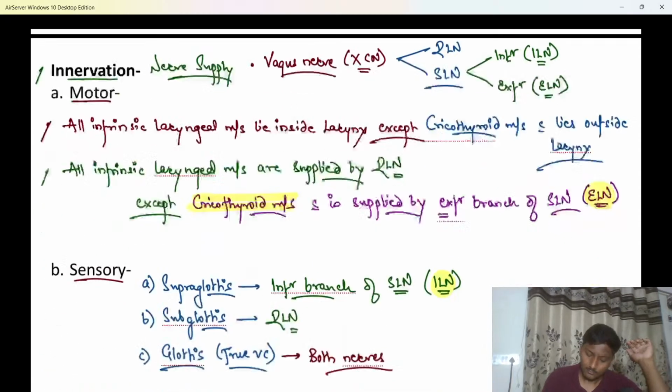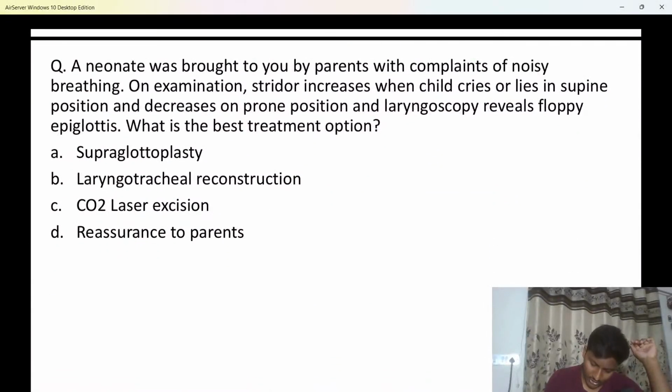चलो, important if I talk about the next question out here. What is that question saying? Here we have a question which states a neonate was brought to you by parents with complaints of noisy breathing beta. What is noisy breathing called as? There are, please remember, two types of noisy breathing.